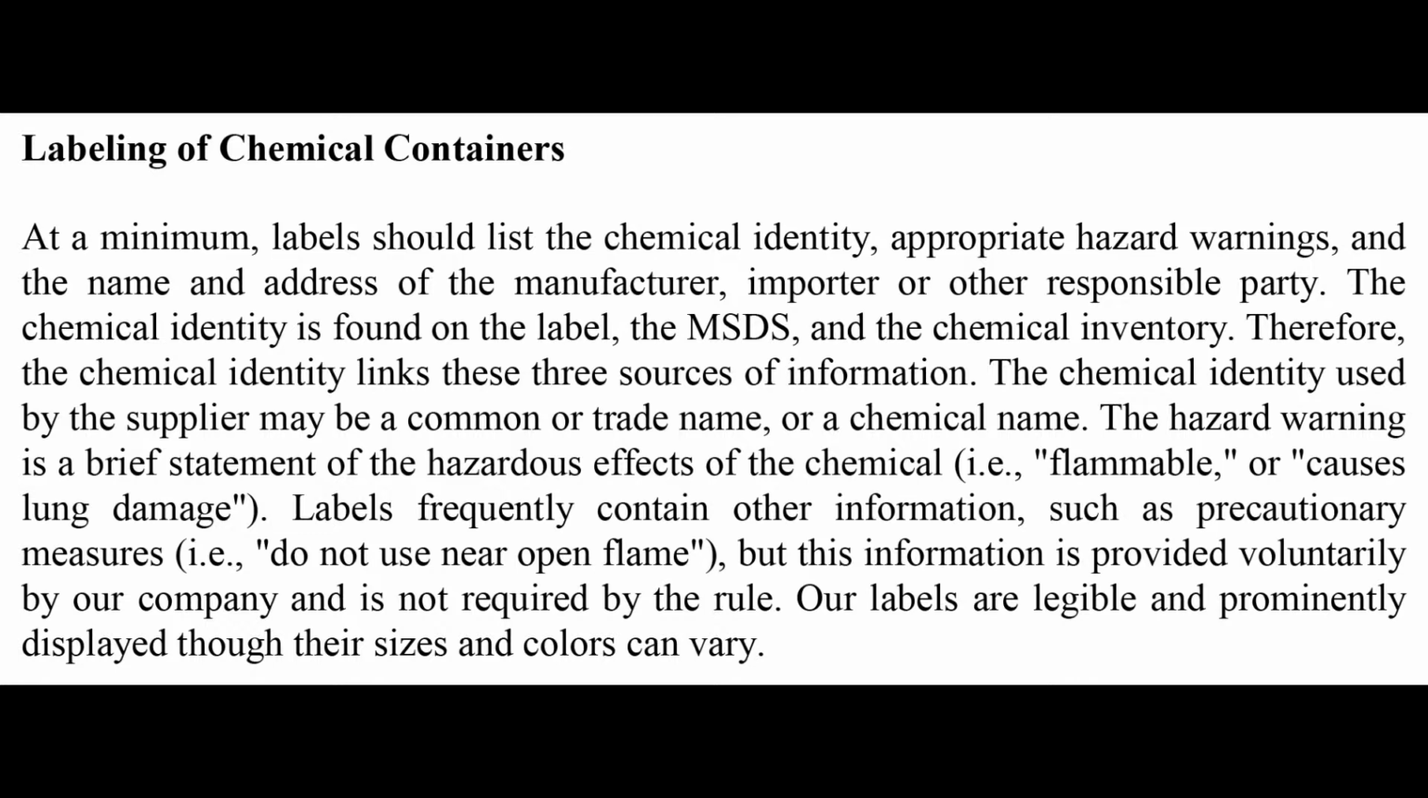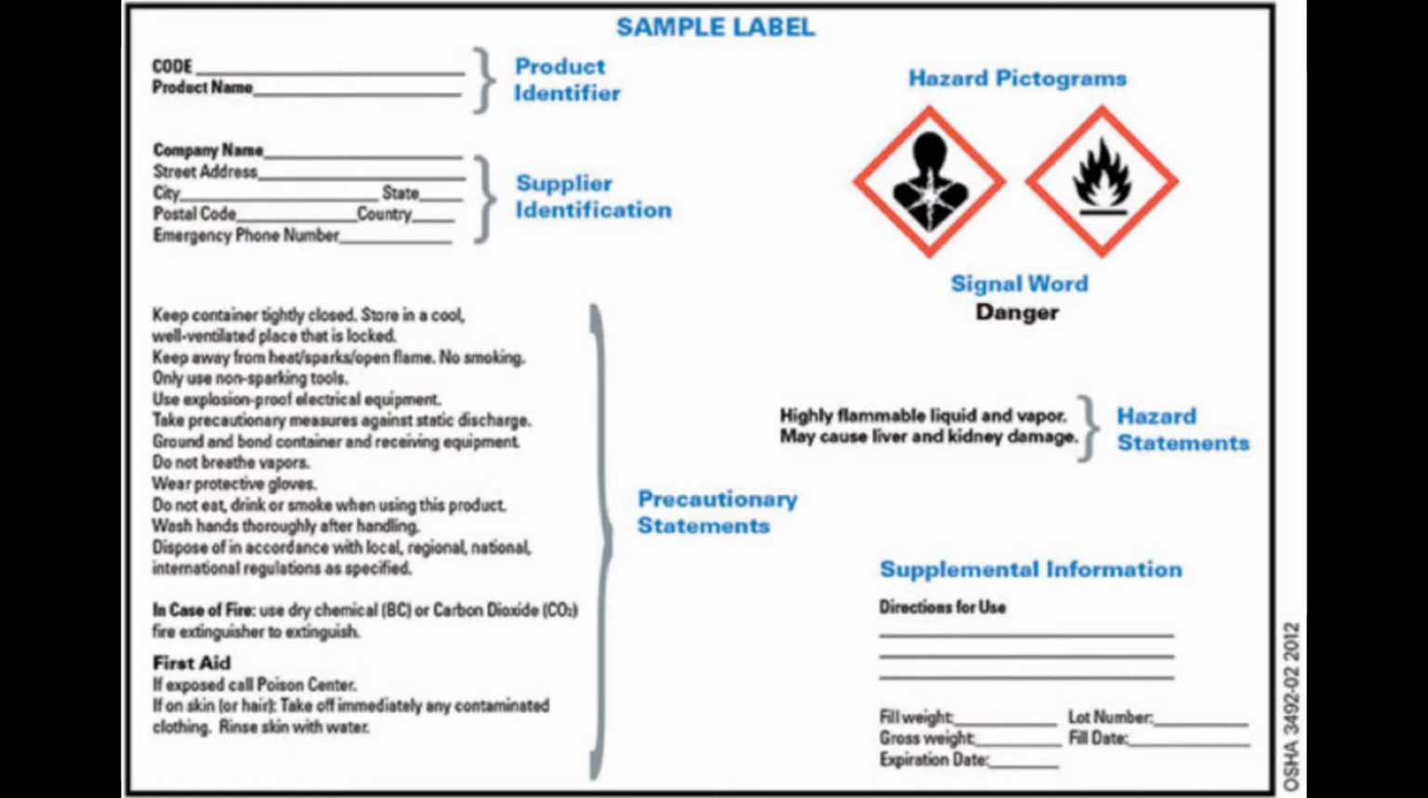Our labels are legible and prominently displayed, though their sizes and colors can vary. In addition to the manufacturer's labels, the Hazardous Materials Identification System (HMIS) and/or the National Fire Protection Association (NFPA) 704 system can be used on containers to describe health, fire, and reactivity hazards and the proper personal protective equipment (PPE) to be worn in normal handling of the chemical. No hazardous chemicals will be accepted for use at our company unless labeled.